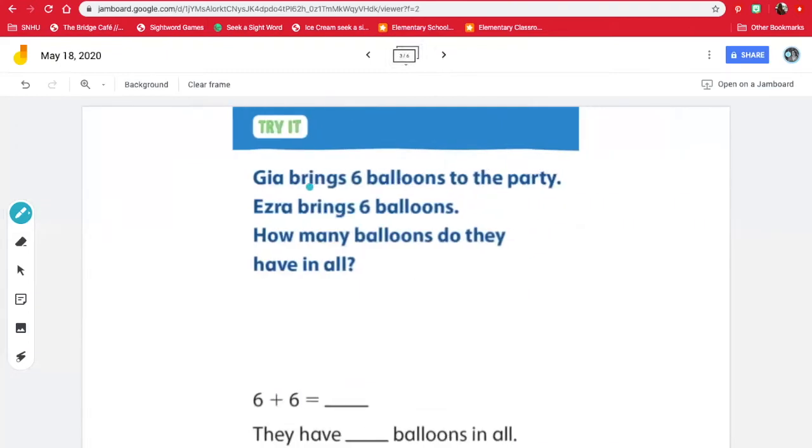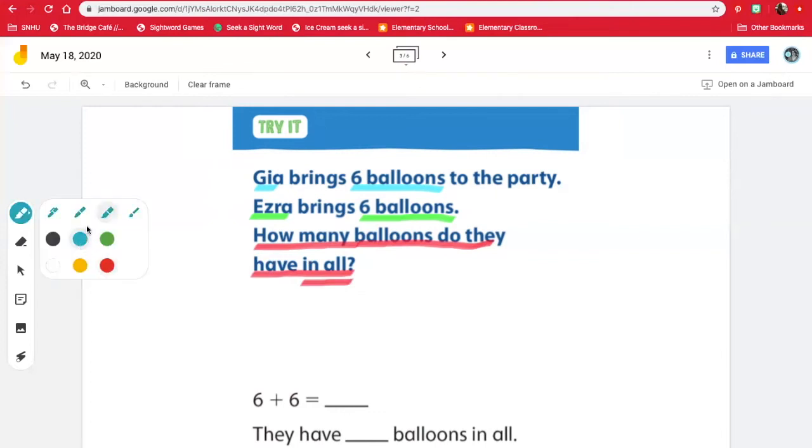Let's start here. It says, Gia brings 6 balloons to the party. Ezra brings 6 balloons. How many balloons do they have in all? Let's highlight the important information. So we know Gia brings 6 balloons. We also know that Ezra brings 6 balloons. And the question is asking, how many balloons do they have in all? And when we see in all, that means we're going to add.